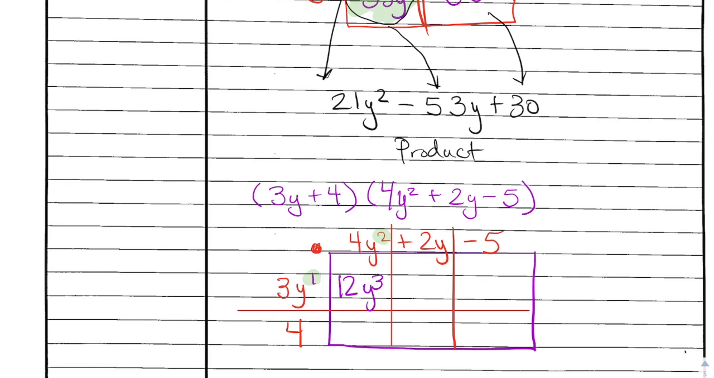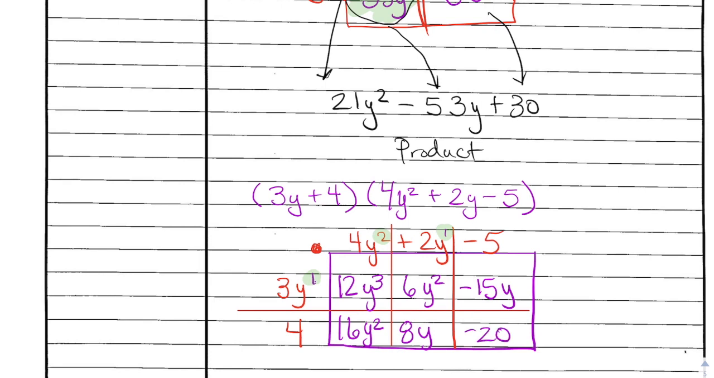And then I work my way across. 3 times 2 is 6. And again, now I have an exponent of 1 on that y. So I have 1 plus 1 is 2, so I have y to the second. And then 3 times negative 5 is negative 15, and there's only 1 y between them. And then I start my second row. 4 times 4 is 16, y to the second. 2 times 4 is 8, y. And then 4 times negative 5 is negative 20.